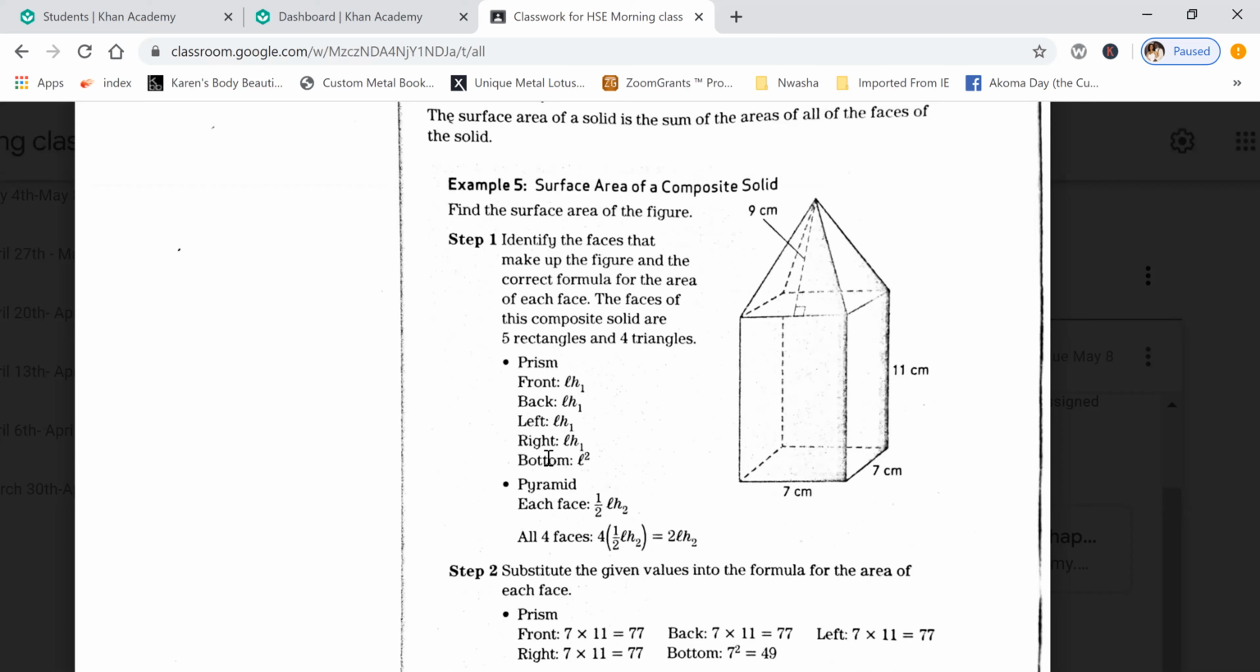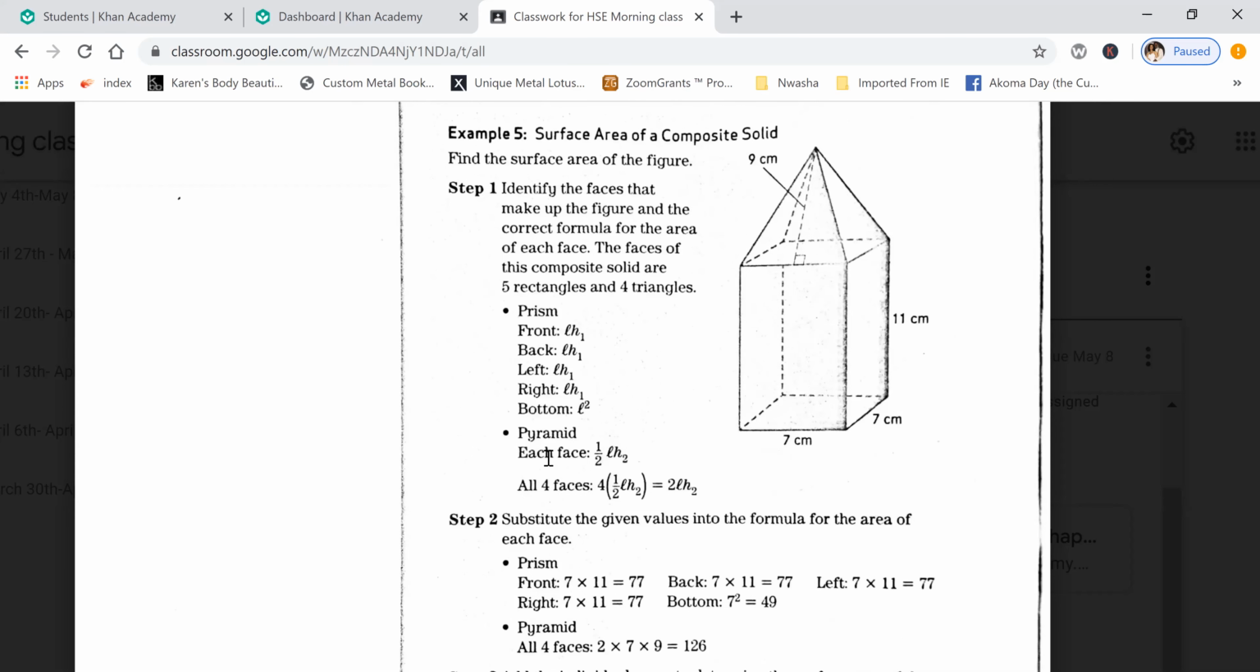Right? So everybody's clear with that one, right? Typically, the box would have 6 sides. We know that. But in this case of a composite figure, you're only going to paint 5. But the same thing is going to happen with the pyramid. You're only doing the 4 faces that are triangles. You're not going to do the base because that's connected to the prism.